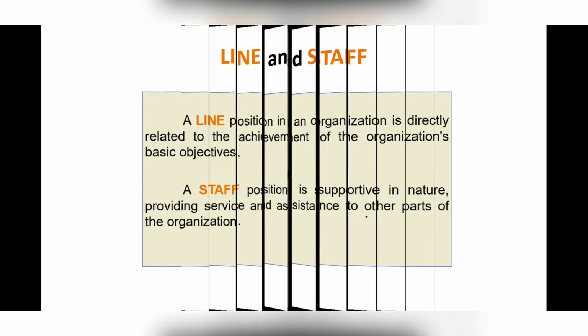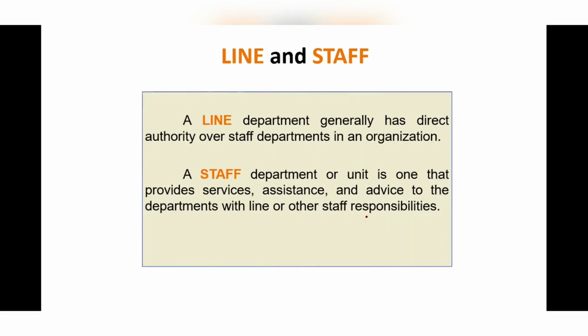Okay? So ano ba yung another difference? Kanina line position and staff position, pwede rin siyang line department or staff department. So a line department has direct authority over staff departments in the organization. Ang staff naman na department or unit is one that provides services, assistance, and advice to the departments with line or staff responsibilities. So tayo sa accounting department, ano kaya tayo?